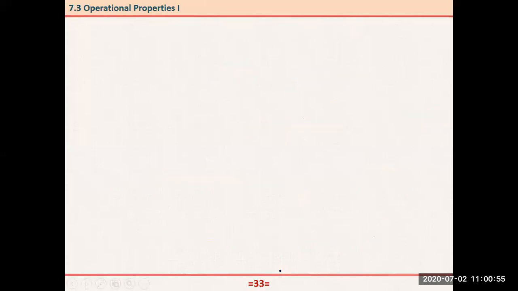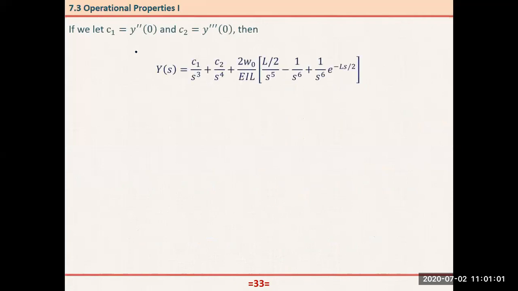So now what is the next step? You know that we have to isolate this capital Y of s, right? Here, I denote y double prime of 0 by C sub 1 and y triple prime of 0 by C sub 2, and take everything to the right-hand side and leave Y of s, because it is just an algebraic equation. Now we will get this thing. And also you're familiar with this.